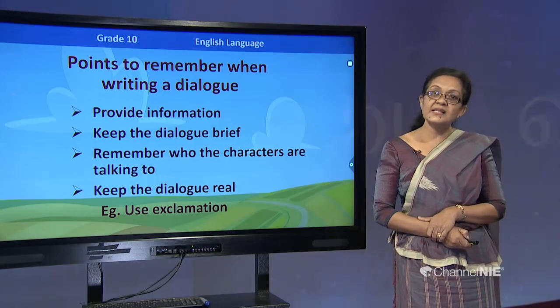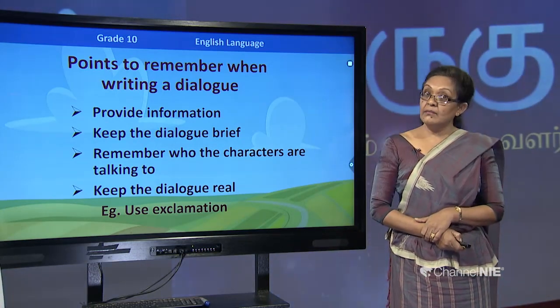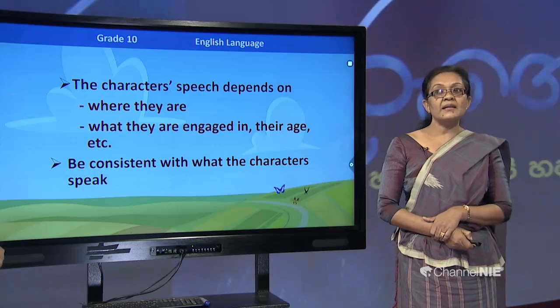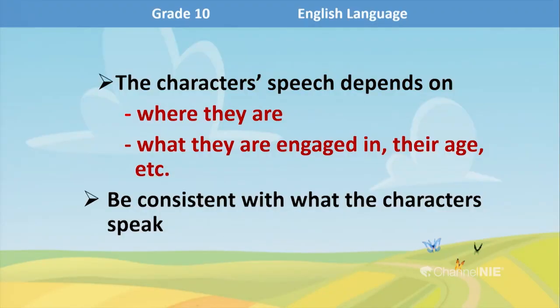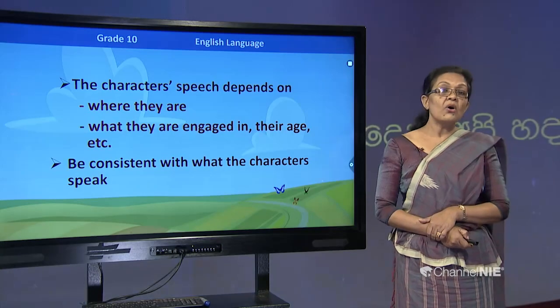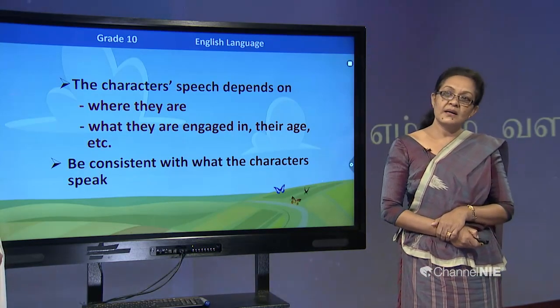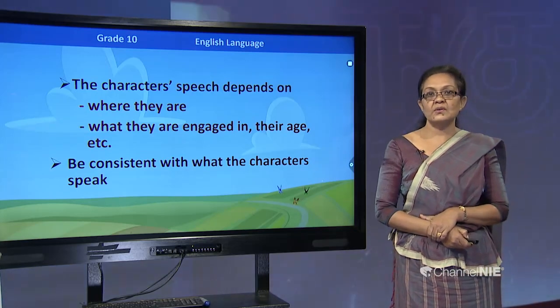Then you have to keep the dialogue real. That means you have to use exclamations, like really, wow, things like that, which come in normal, natural language. The character's speech depends on where they are, what they are engaged in, their age, etc. Sometimes you are asked to write dialogues among your friends near the canteen, on the playground, or in the classroom. So different situations are given to you. You have to think about the situation and talk accordingly, and at the same time think of their age, because adult speech is different from children's speech.